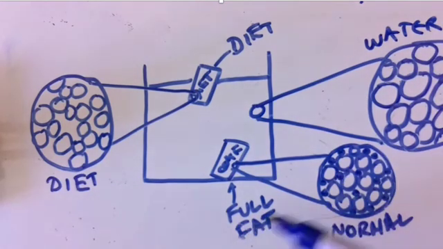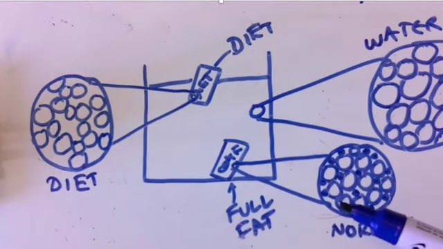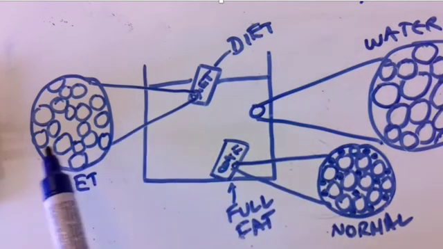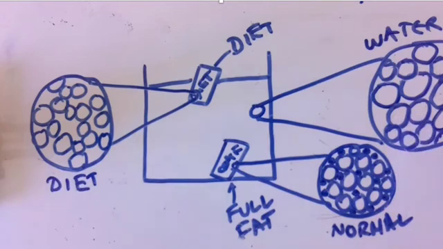So the full fat Coke sinks in the water because it's denser than the normal water. The Diet Coke floats because it's less dense, it's got less particles in the same volume, and this has got more particles in the same volume.